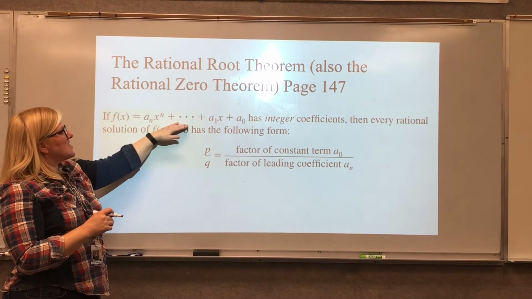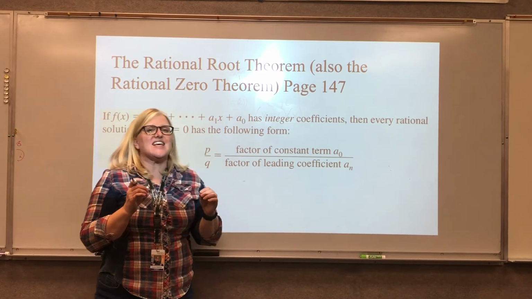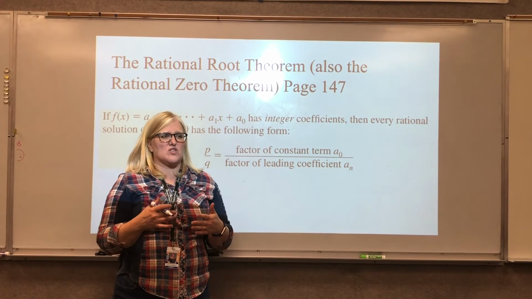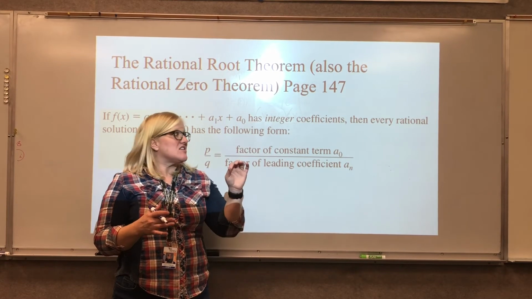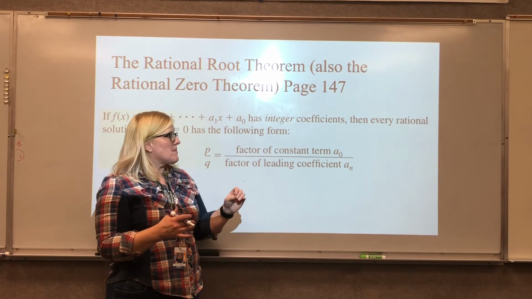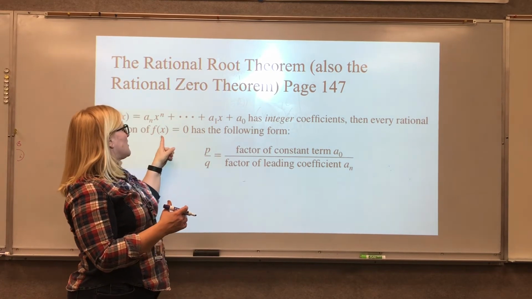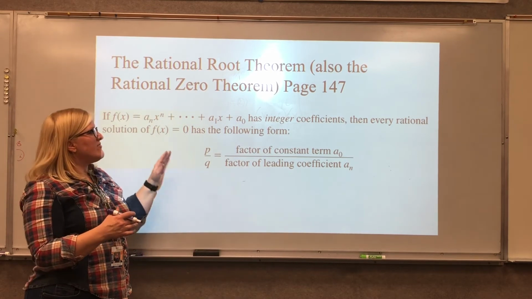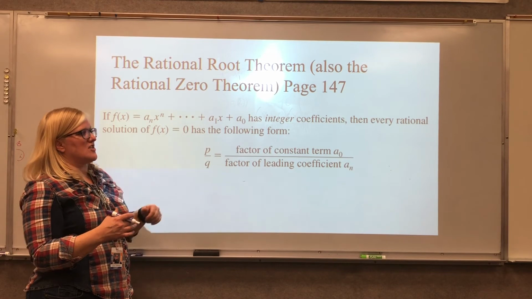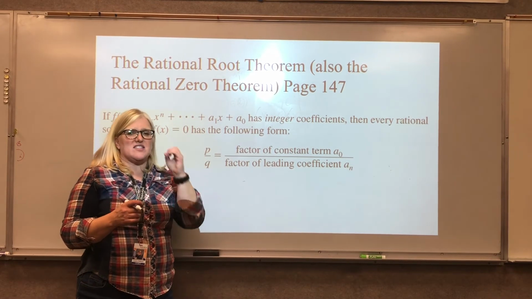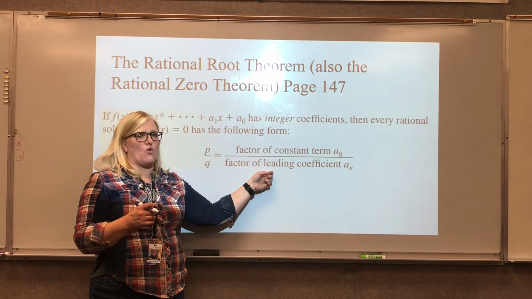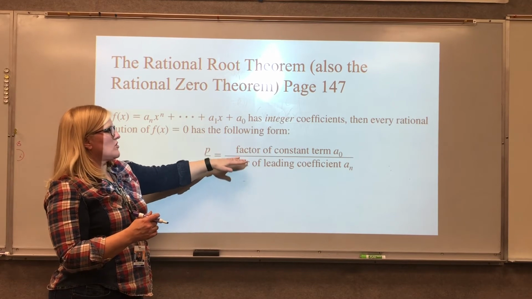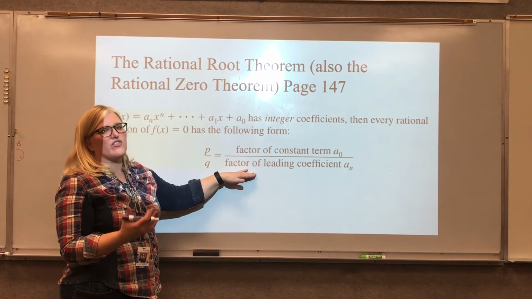Okay, so if f of x is a polynomial and it has integer coefficients, so there's no 1/2 x squared or no square root of 3 times x, nothing like that. These are integer coefficients. Then every rational solution of f of x equals 0 has the following form. So if I have a polynomial with integer coefficients, then any of my zeros are going to be in this form. This is the constant term over the leading term. So it's the last term over the first term.